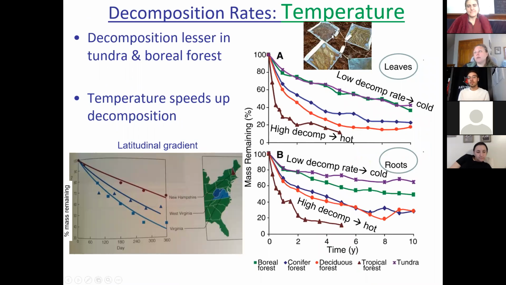So temperature, right? If we look at percent mass remaining over time, and we look at New Hampshire versus West Virginia versus Virginia, so we're looking at kind of a latitudinal gradient. There is more mass remaining in New Hampshire up in the cold, right? And less mass remaining, so more decomposition, in Virginia and West Virginia. Now, the Virginias are kind of similar in latitude, right? But one is more inland and one is more coastal. So the amount of moisture could be influenced as a result of that, right? And West Virginia tends to have some mountains too, so that temperature could play in too.